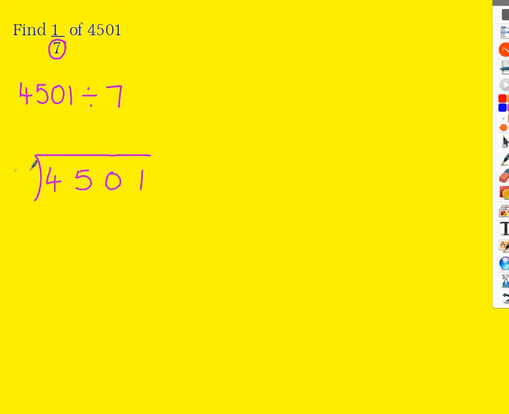4,501 divided by 7. How many 7s are there in 4? There aren't any. Carry over your 4. How many 7s are there in 45? Well, 6 7s are 42, so there's a remainder of 3. How many 7s are there in 30? 4 7s are 28, remainder 2. How many 7s are there in 21? There are 3. So the answer to 4,501 divided by 7 is 643. So 643 is 1/7 of 4,501.